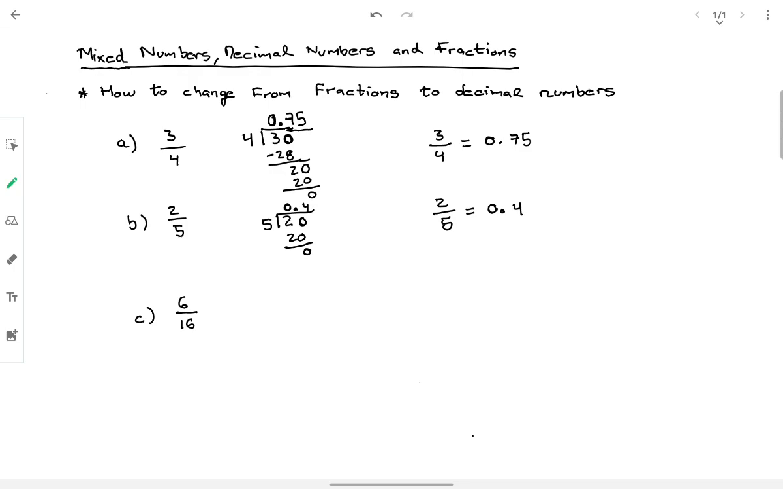Another example, letter C. First, we need to see if the fraction can be simplified. So this fraction, as we saw in the last class, can be simplified because it can be divided by 2. So we can represent it as 3/8. So we can make the division. 3 divided by 8 is also a proper fraction. So it's going to give us a 0. We can put a 0 here.